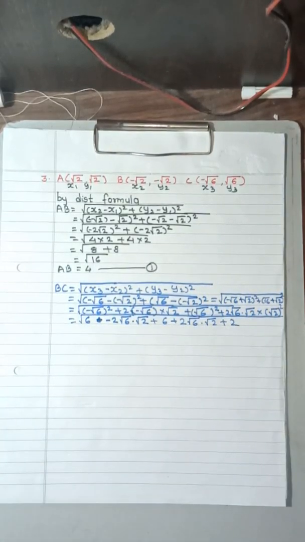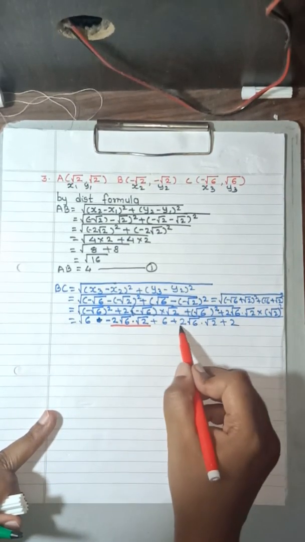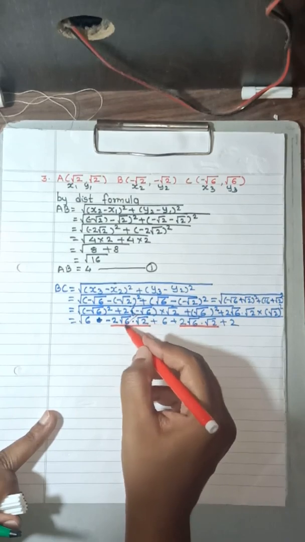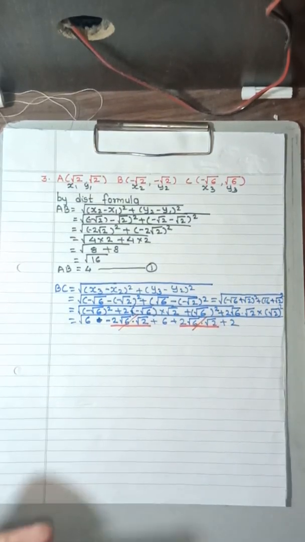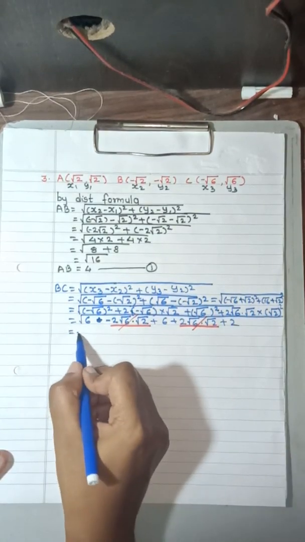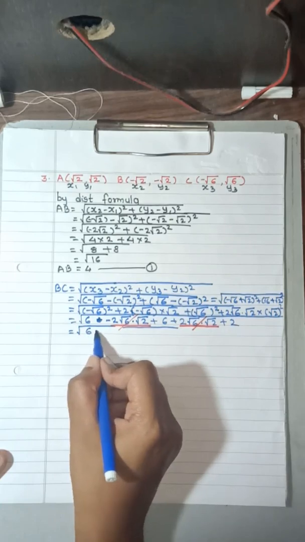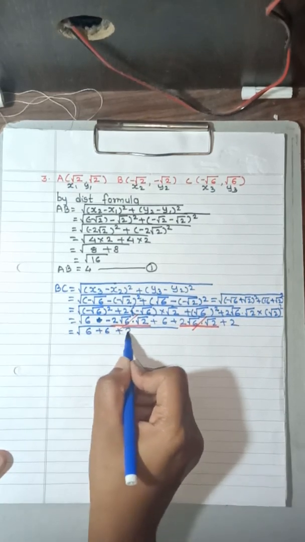Now children, you can see here this term and this term, they will get cancelled. Okay, and what you have over here is, that is equal to under root of 6 plus 2.